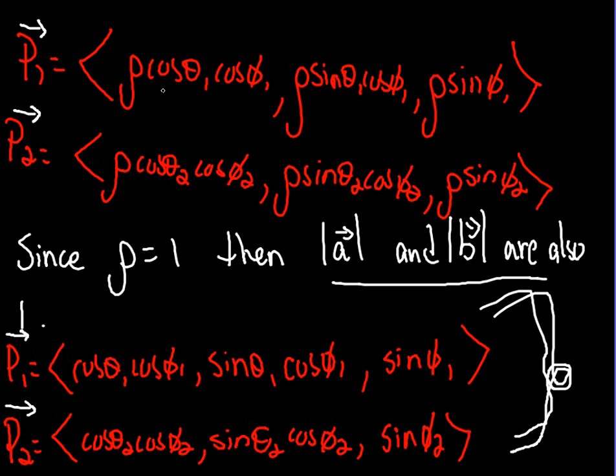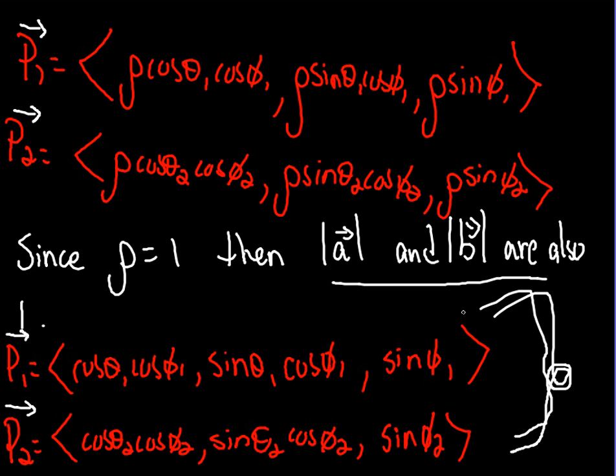Rho will not have an index because the radius is the same for all points on a sphere. And if I have the position vectors for each of those points, and I know how to calculate the angle between them, and since I'm considering a unit sphere, that means that rho is equal to 1. Since the vectors have an initial point in the center and an ending point on its surface, that's equal to the radius of the sphere. That means that the magnitude of each vector is also 1.